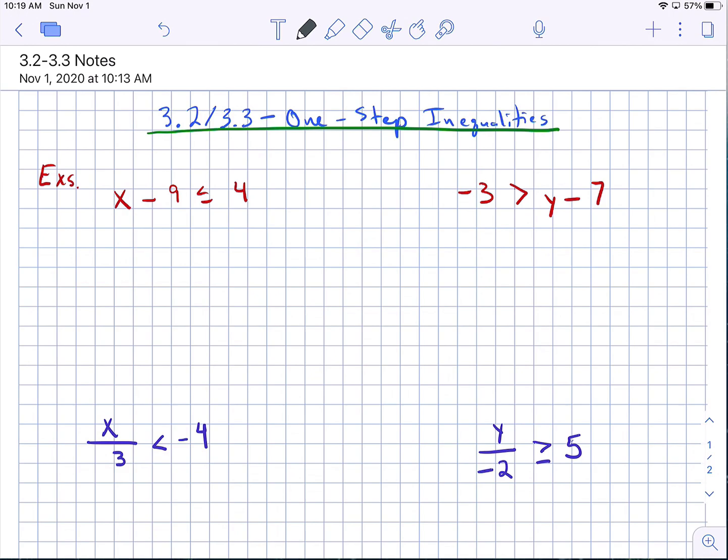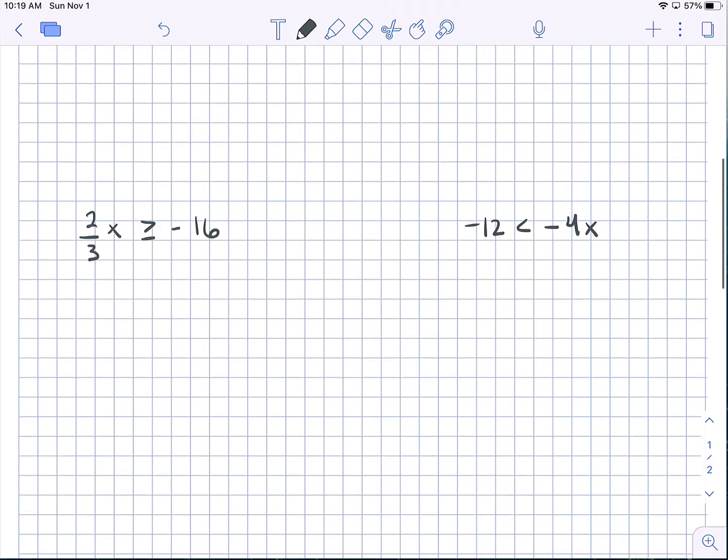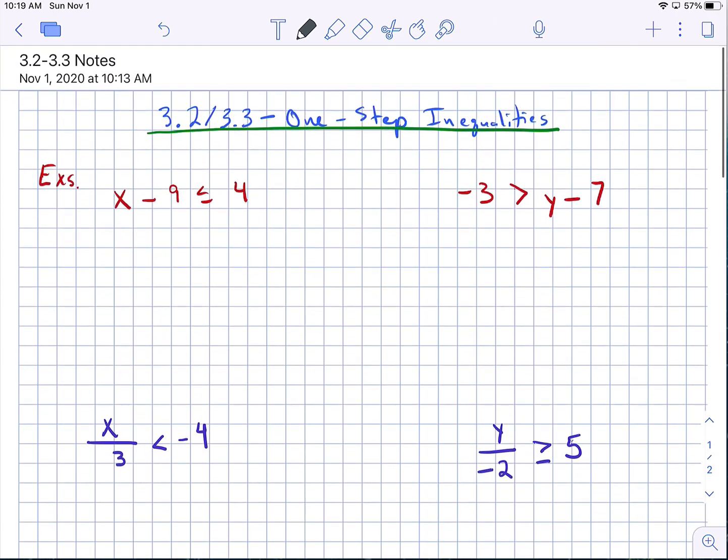Hey everybody, here are the notes for 3.2 and 3.3, which are one-step inequalities. So there's not a whole lot to do here. Actually, I just have 6 examples to go through to show you guys for these. And there's no notes to take.